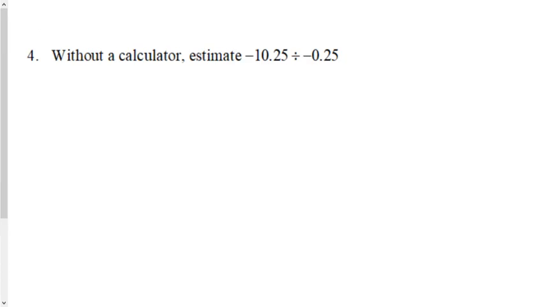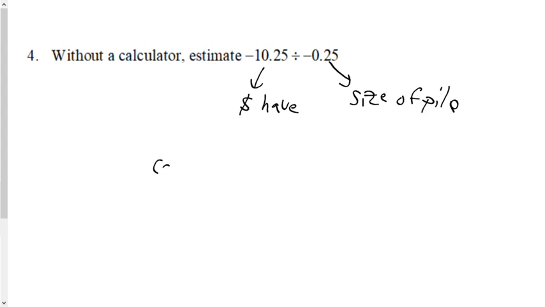Question 4, this time we're estimating without a calculator. Now remember what we said before. This is the money you have, and this is the size of the pile. So when dividing with decimals, you can think about money every time. I have $10.25. Ignore the negatives, so you don't need to worry about it. And I'm dividing it into piles of a quarter. How many piles of 25 cents can you make from 10.25? Well, since you can make 4 piles with $1, you can make 40 piles with $10, and you make 41 piles with $10.25. So therefore, your actual calculation, because it's not an estimation, is 41.